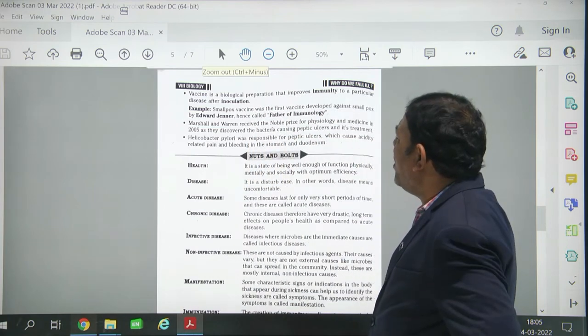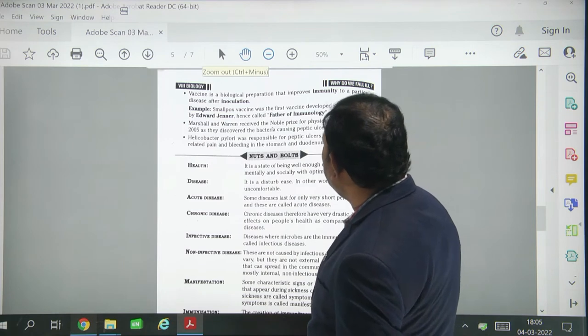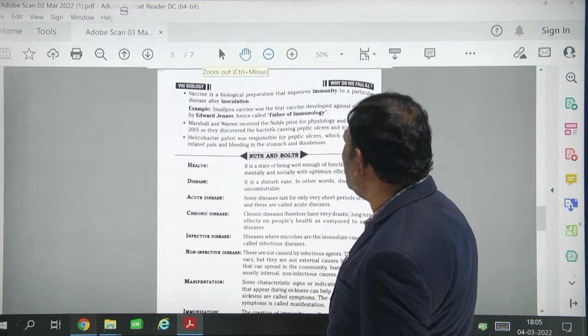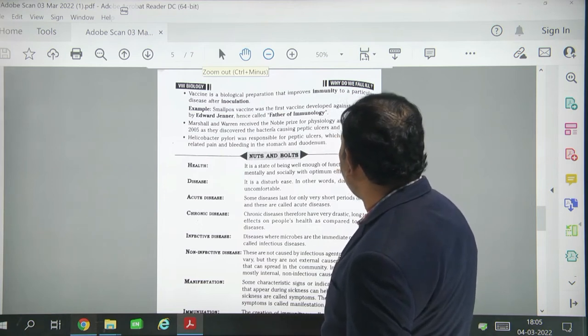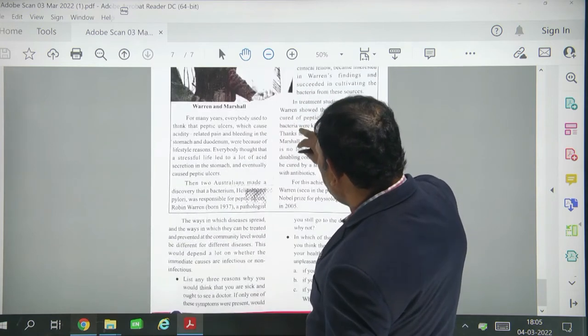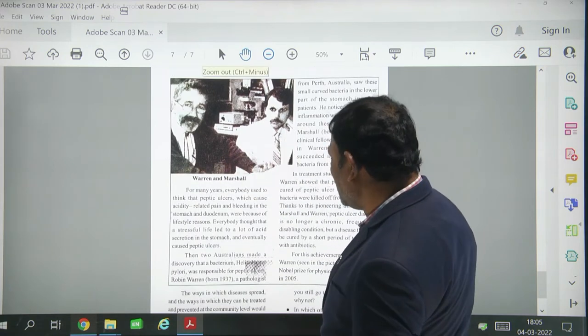Next, coming to the point, Marshall and Warren received the Nobel Prize for Physiology and Medicine in 2005 as they discovered the bacteria causing peptic ulcer and its treatment. So you know very well, this is Warren and Marshall.